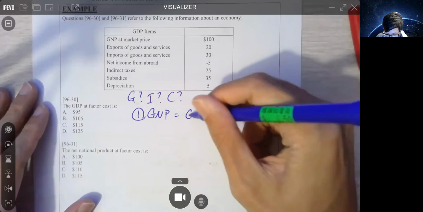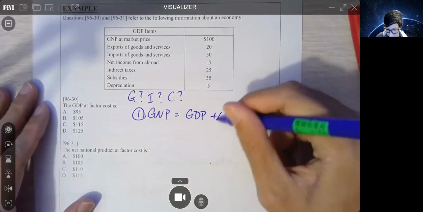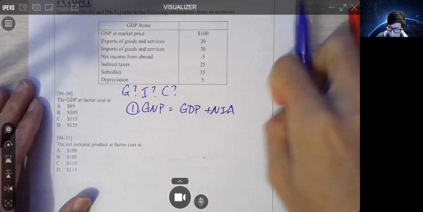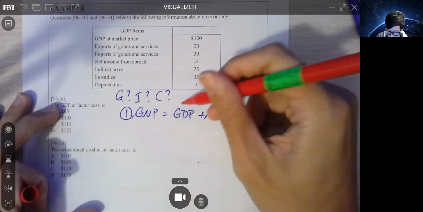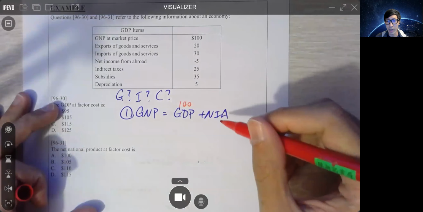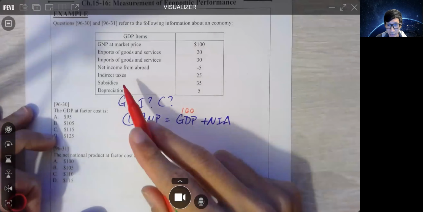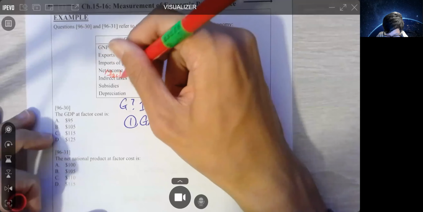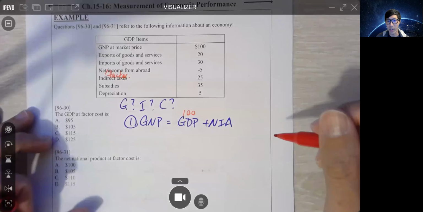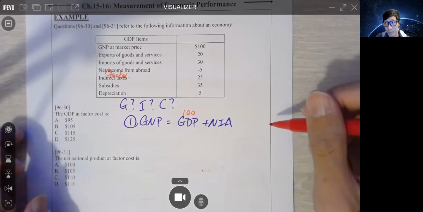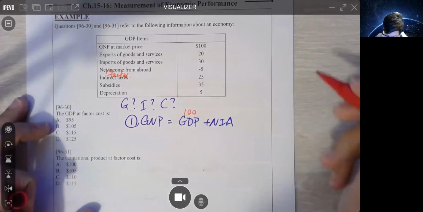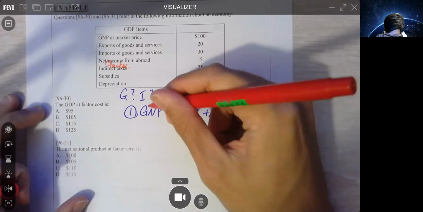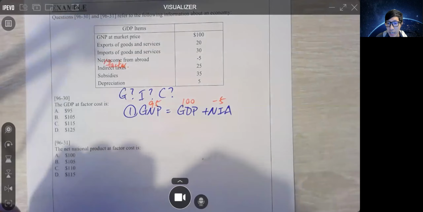GNP equals to GDP plus NIA, net factor income from abroad, okay? Now here, we are given market price, this will be 100, right? What about net factor income from abroad, right? Here you see, this is also something that gets tested, and the wording is tricky. It should be net factor income from abroad, not net income. Okay? So here minus 5. What does that mean? It means that our GDP at market price is 95.